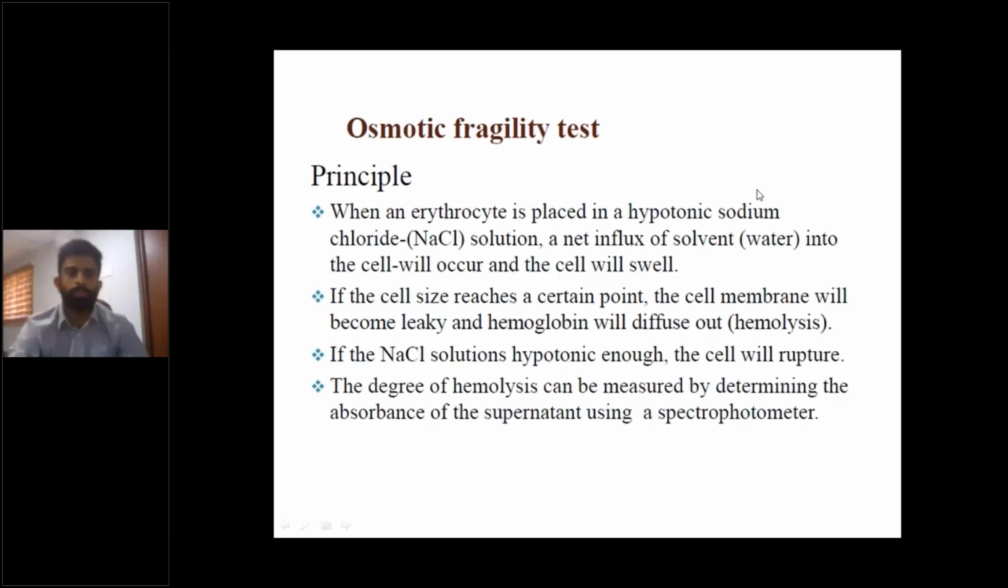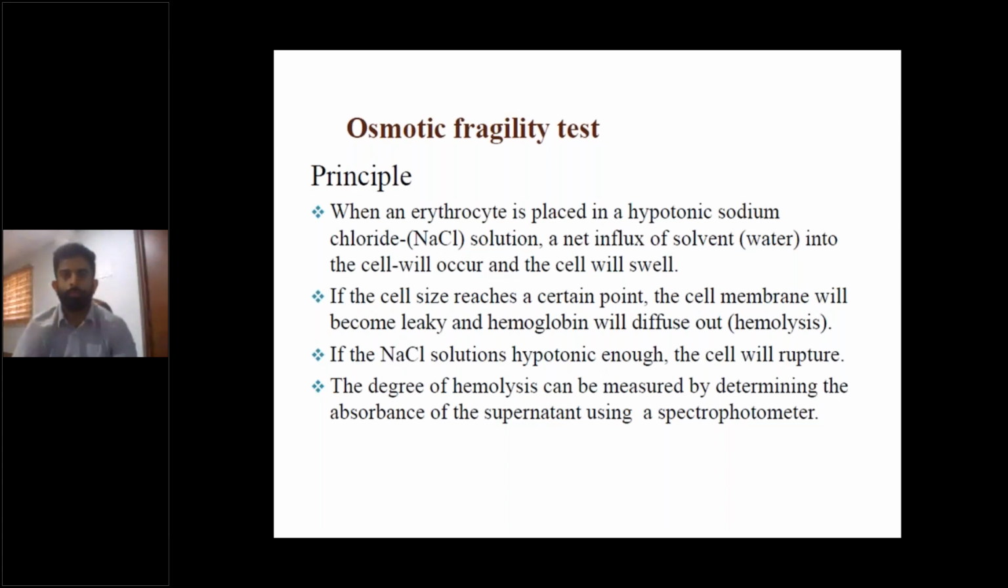Right. So the osmotic fragility test. The principle is that an erythrocyte is placed in a hypotonic sodium chloride solution. So it's not hypertonic, it's hypotonic. That means it has to be a solution less than 0.9% normal saline. That is the osmolality of blood; 0.9% saline is the same as plasma. So we have to go for less than that.